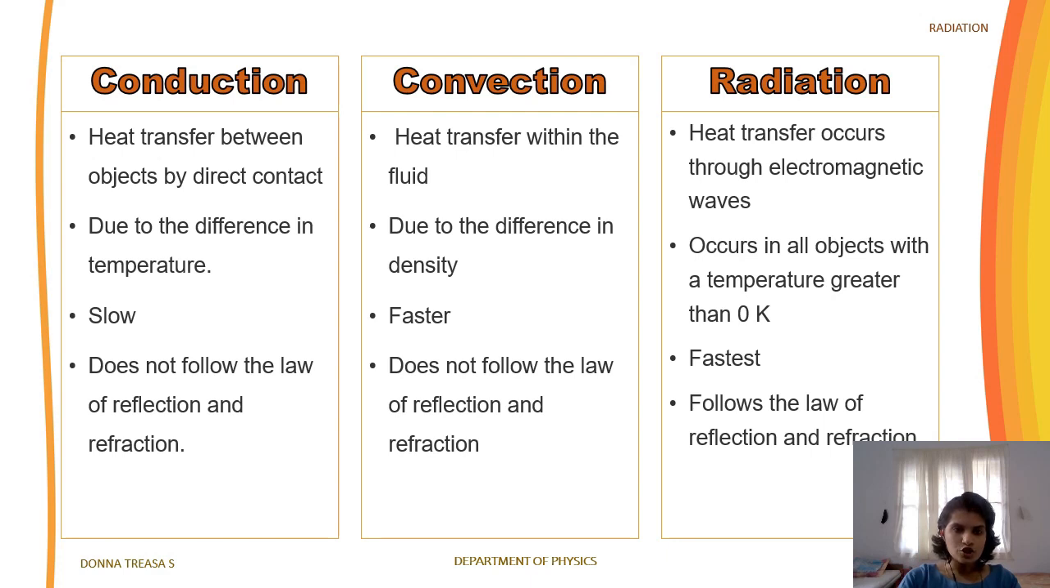Regarding the rates at which conduction, convection and radiation occur, conduction is the slowest, convection is a little bit faster than conduction and radiation is the fastest. The faster occurrence of radiation is attributed to the fact that electromagnetic waves travel in air approximately with the velocity equal to the velocity of light in vacuum. Now, the final difference is that conduction and convection do not follow the law of reflection and refraction. But as radiation has electromagnetic properties, it follows the laws of reflection, refraction, polarization, etc.